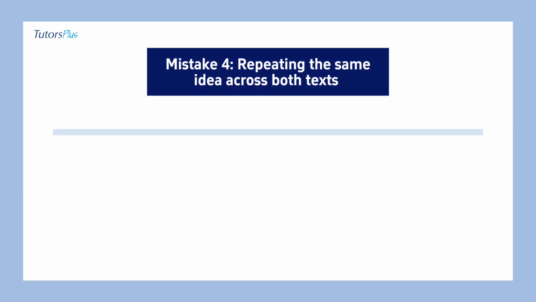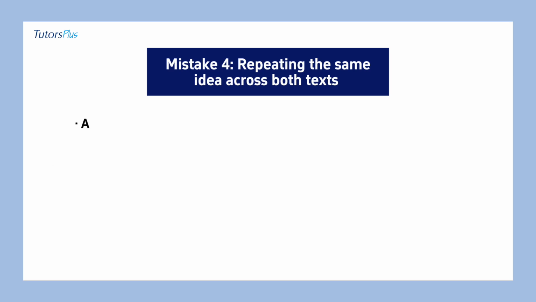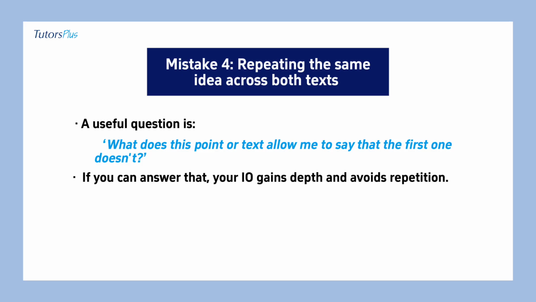So remember, you have 2 points inside your extract, 2 points for your wider work, all of them linked to your global issue. And then again, for your extract 2, or for your non-literary extract, the same again: 2 inside the extract, 2 to the wider work, all of them to the global issue. A useful question is, what does this point or text allow me to say that the first one doesn't? How is it different? If you can't answer it, your IO won't gain that depth and it will be repetitive.